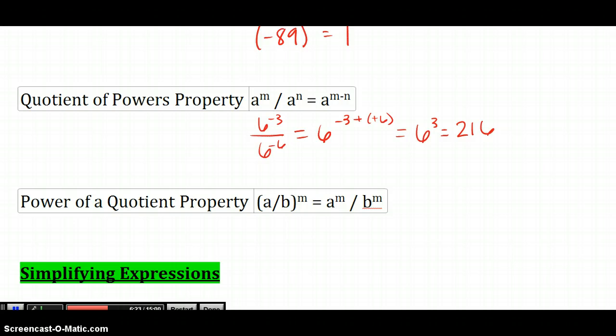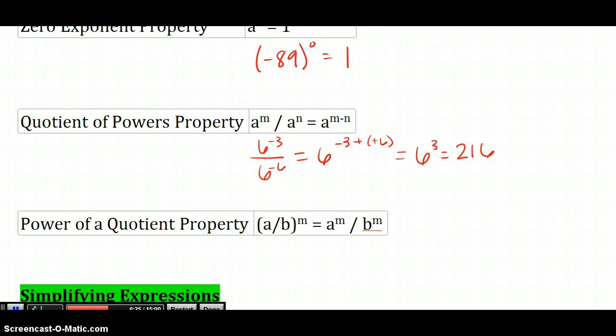Now our last property is a power of quotient property. So this is almost kind of like the opposite. Now you have a quotient inside of a power. So let's say we have a quotient 4/7, and that whole thing is squared. This property says that you can distribute this squared to the top and the bottom. So I could have 4 squared over 7 squared. And then if I actually do that, 4 squared is 16, over 7 squared is 49. That doesn't simplify any further, so that would be your answer.